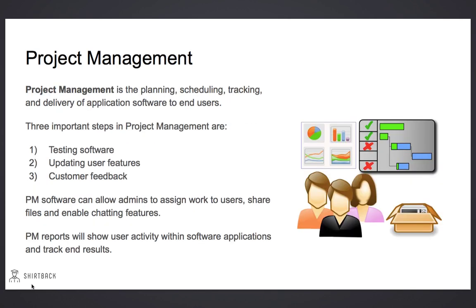Project management is the planning, scheduling, and delivery of application software to our end users. There's 3 important steps in the project management process. First, testing the software. Second, updating user features. And finally, getting customer feedback. Project management allows our administrators to assign work to users, share files, and enable any chatting features. Project management reports will show our user activity within software applications and track any end results.